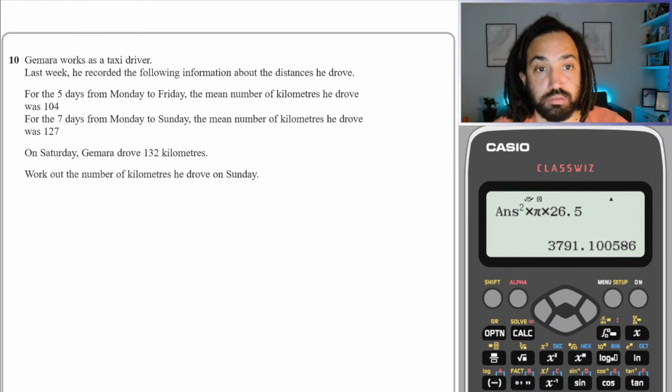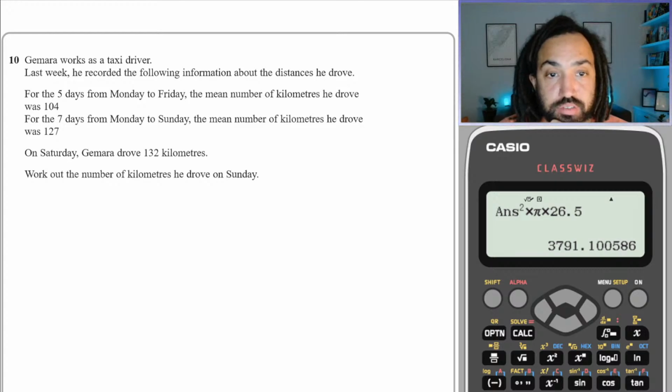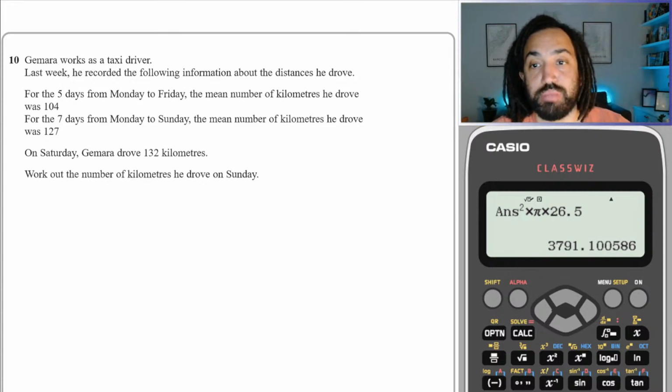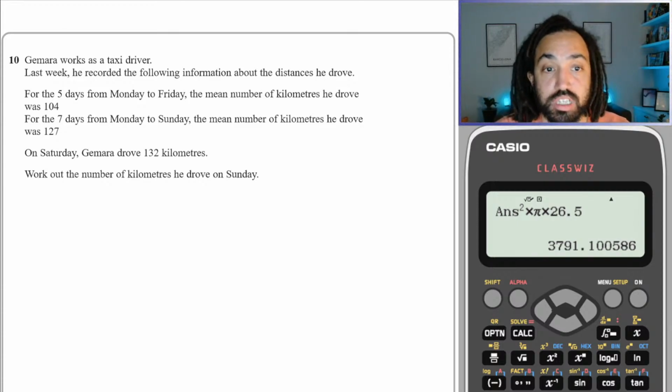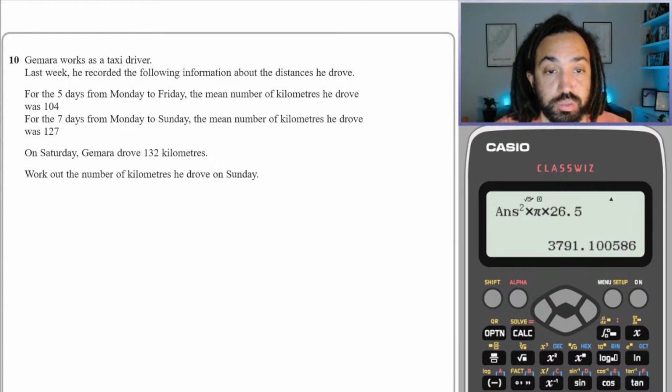Okay, so next one. It says this person works as a taxi driver. Last week he recorded the following information about distances he drove. For the 5 days from Monday to Friday, the mean kilometers was 104, and for the 7 days from Monday to Sunday, the mean kilometers was 127. On Saturday, they drove 132. Work out the total number of kilometers driven on Sunday.